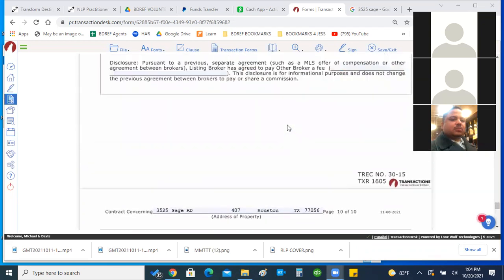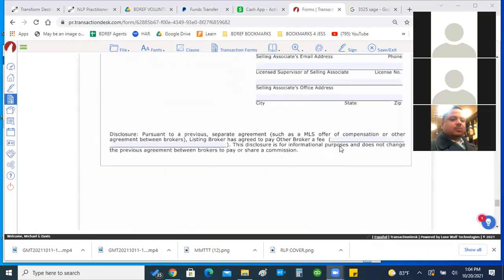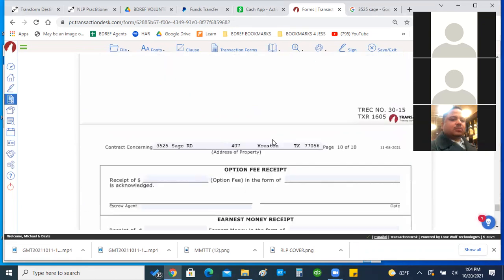So the last page, also make sure you put your commission. This is where you make sure you get paid. Although it's on the MLS, if it's on the MLS and they market a commission, even if you don't put none right here, then they have to pay it. But let's get rid of all the cloud and the smoke. Go ahead, they're paying 3%. That's on the MLS. Make sure you type it on here and that it's attached to the contract showing that you're getting paid your money, just in case.